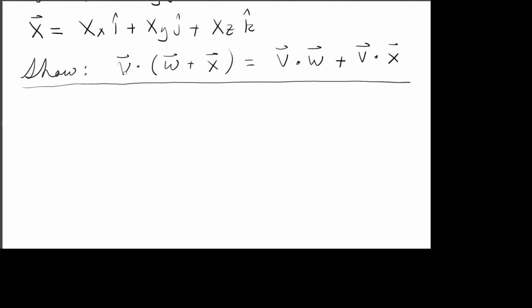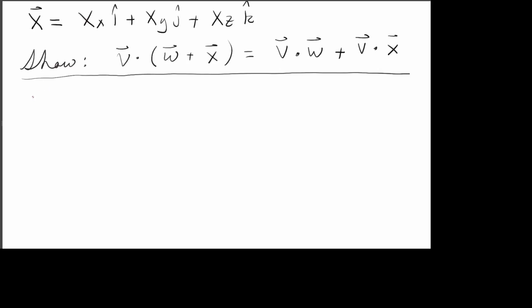So what we want to do is first add the vectors w and x, and our strategy will be to develop this vector in the parentheses and then take the dot product with v, and then later reorganize terms and show that it's equivalent to the right-hand side of the formula.